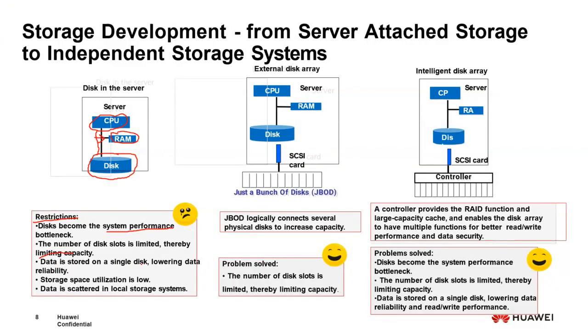Data stored in a single disk lowers data reliability because everything is stored here only. Now the question is, what if the disk crashes? If this disk crashed, what happens to your data? All the information will be gone. It's done, right? Is it reliable? It's not reliable. So that means that there's a problem with reliability.